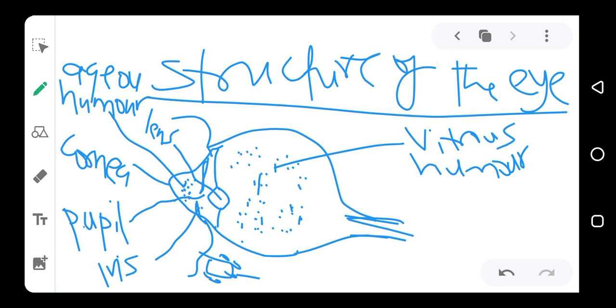Then at the back of the eye, this place, you see what we call the retina. Retina is where the image is formed. Anything you are seeing inside your eye is located at the retina. So if you are looking at something, that thing you are looking at is an image inside your eye, and that image is found in the retina.